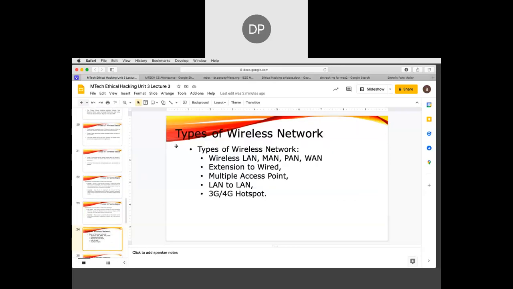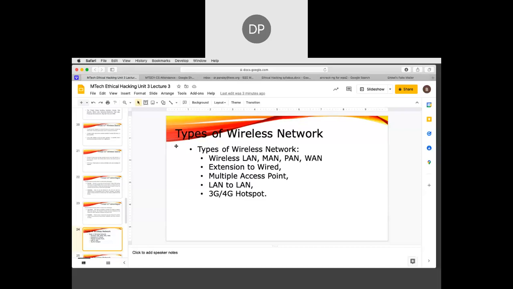Then we discussed types of wireless network, and broadly we classify wireless networks into different scales. In one way, we can classify them into wireless LAN, wireless MAN, wireless PAN, and wireless WAN. In another classification, we classify wireless networks as an extension to wired or purely wireless. Based on multiple access points, we can also classify wireless networks.